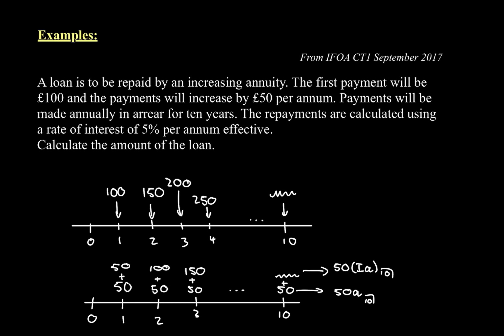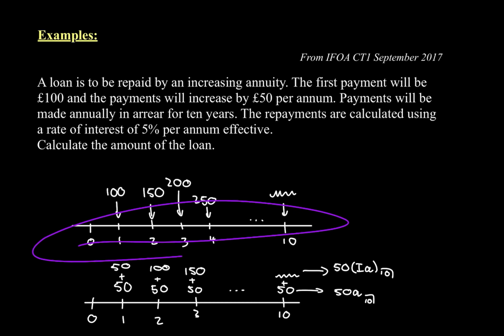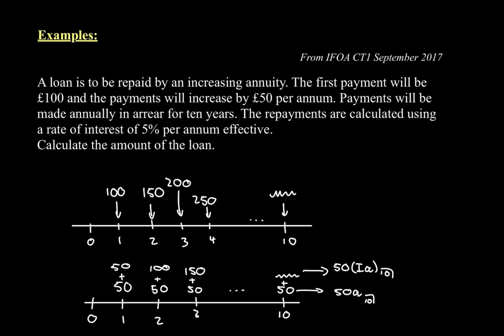So the first example: a loan is to be repaid by an increasing annuity. The first payment will be £100, and the payments will increase by £50 per annum. Payments will be made annually in arrear for 10 years. The repayments are calculated using a rate of interest of 5% per annum effective. Calculate the amount of the loan. Okay, so I've drawn a timeline to help us understand what's really going on here.